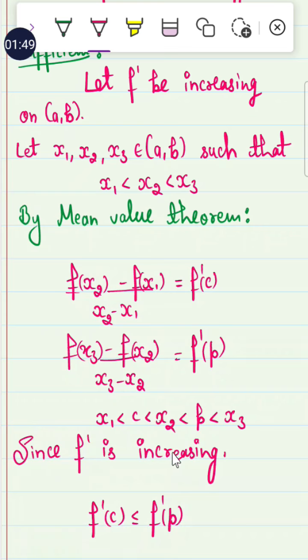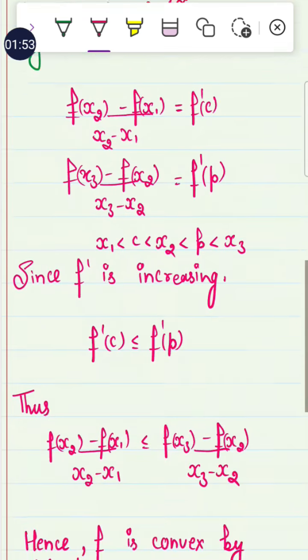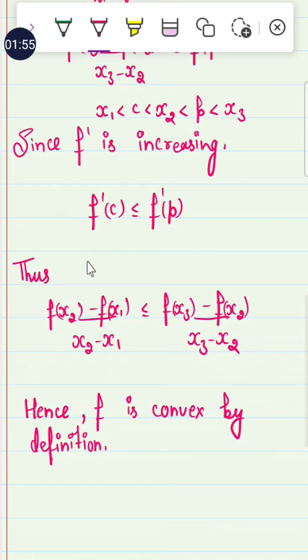Since f' is increasing, this implies that f'(c) ≤ f'(p), right? Thus (f(x2) − f(x1))/(x2 − x1) ≤ (f(x3) − f(x2))/(x3 − x2), hence f is convex.